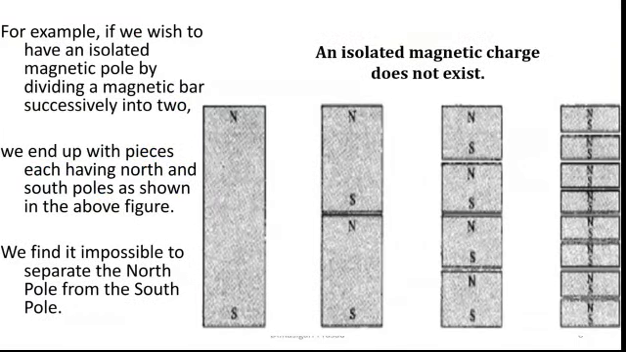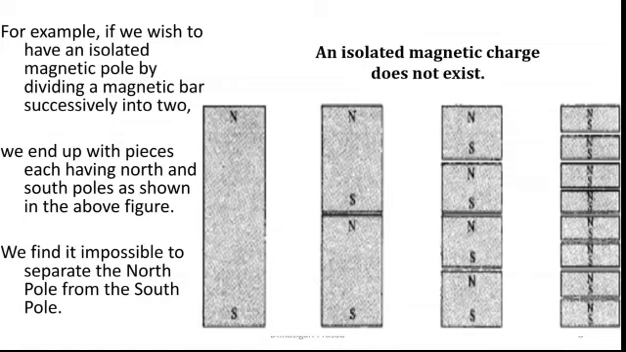For example, if we wish to have an isolated magnetic pole, by dividing a magnetic bar successively into two pieces, we end up with pieces each having north and south pole as shown in the figure. See, in the first one, let us take one magnetic bar having north pole and south pole, cut it into half. Again we get one north pole and south pole in two different bars.